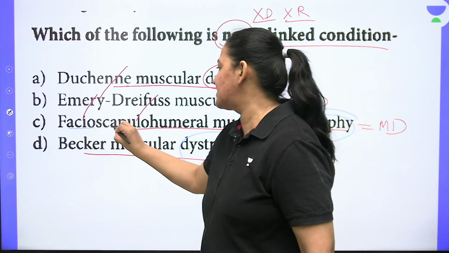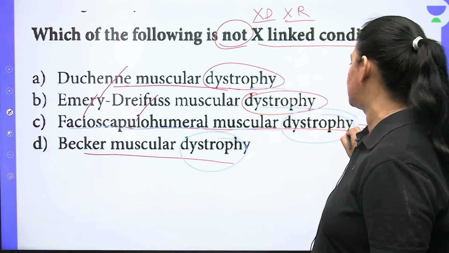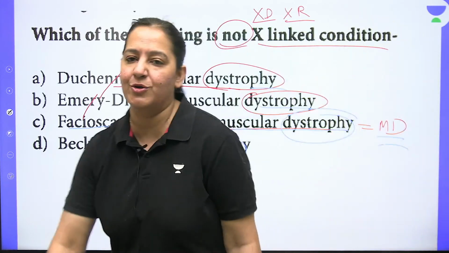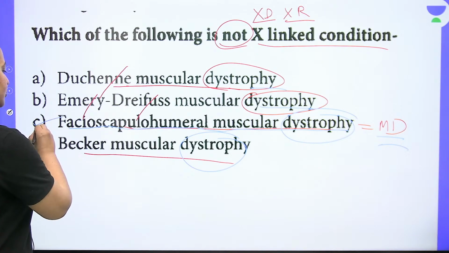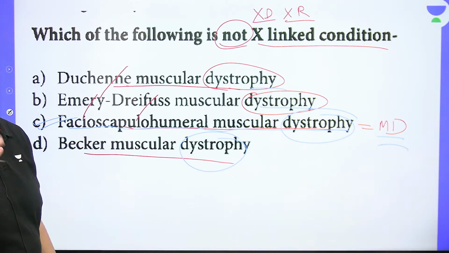It is facioscapulohumeral muscular dystrophy. It is the another name given to myotonic dystrophy. Now you tell me the correct answer. Now everyone will be right. So this one is autosomal dominant. Remaining all are X-linked recessive.